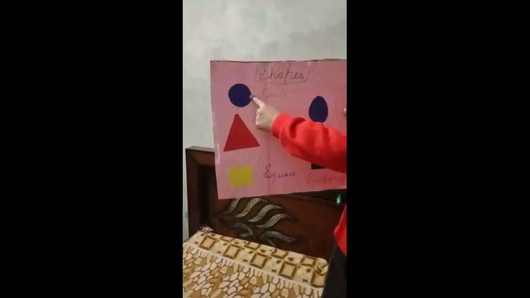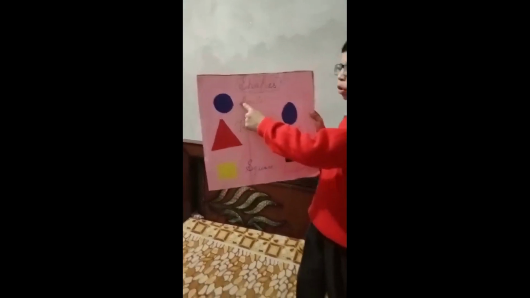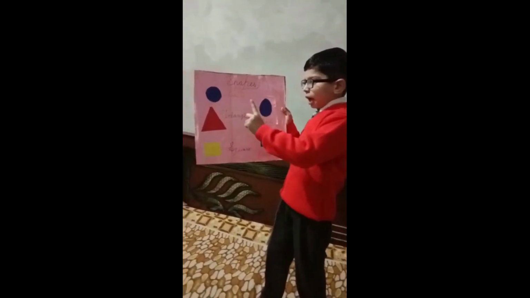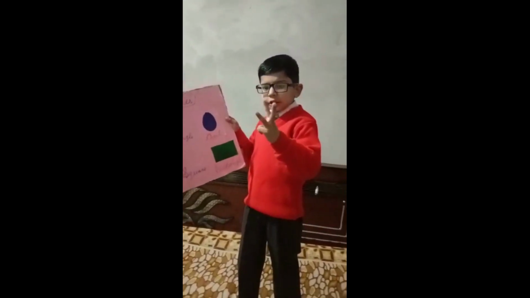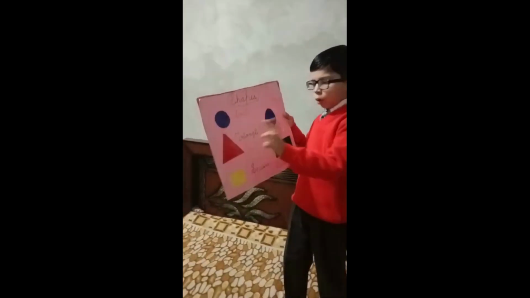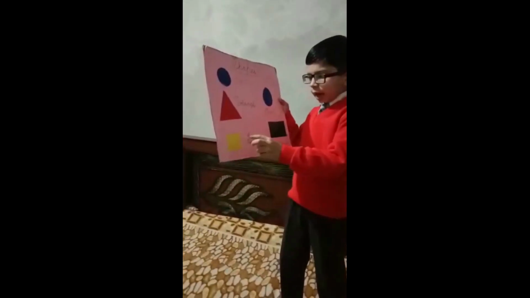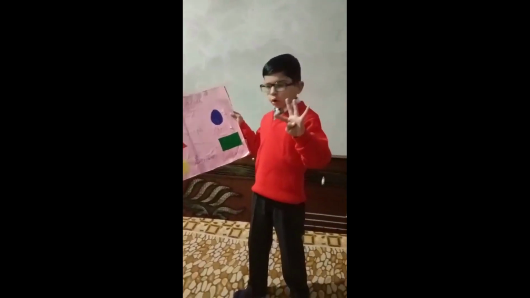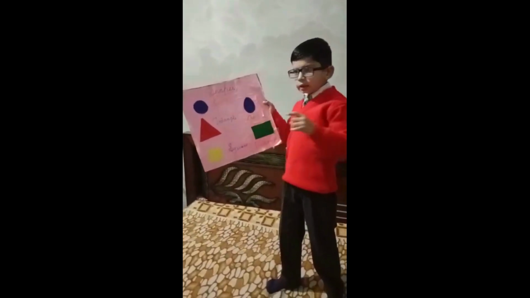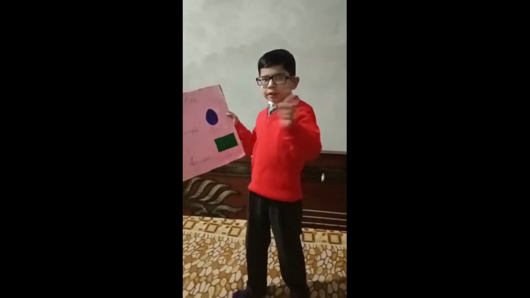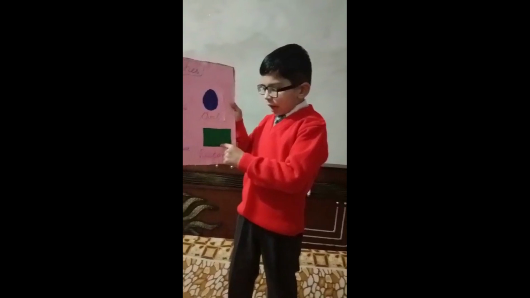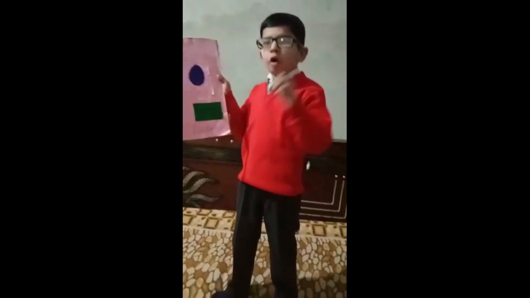Circle has no sides, no corners. The triangle has three sides, three corners. Square has four sides, four corners. Oval has zero sides, zero corners. Rectangle has four sides, four corners.